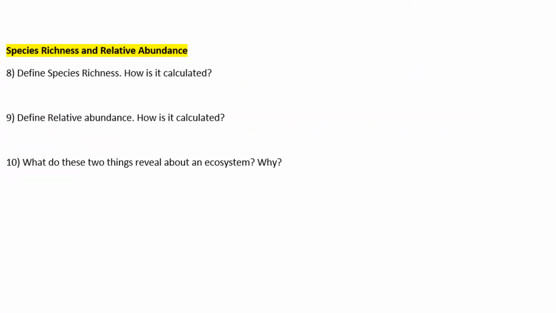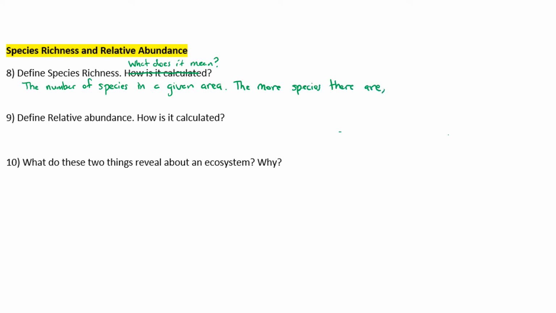Number 8, define species richness. And instead of how it is calculated, we're going to go with what does it mean? Okay, so define species richness. So species richness is the number of species in a given area. The more species there are, the richer the sample.